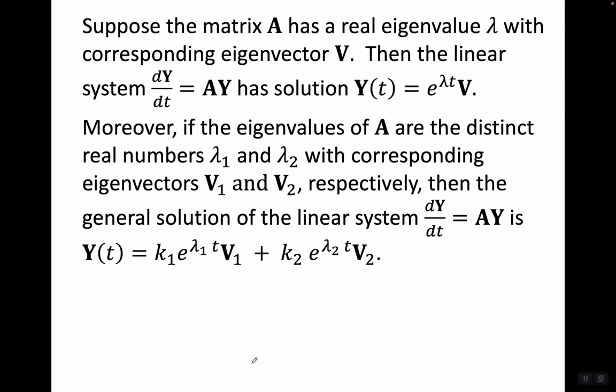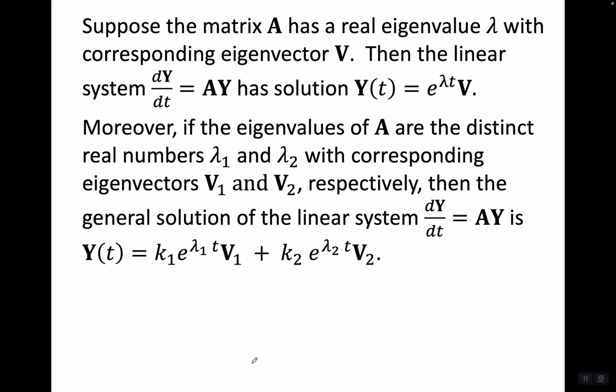Okay, here's how that's going to help us to find a general solution to that system. Suppose matrix A has a real eigenvalue lambda with corresponding eigenvector v. Then the linear system dy/dt equals Ay has solution y of t equals e to the lambda t times v. Moreover, if the eigenvalues of A are the distinct real numbers lambda 1 and lambda 2, with corresponding eigenvectors v1 and v2 respectively, then the general solution of the linear system dy/dt equals Ay is y of t equals k1 e to the lambda 1 t times v1 plus k2 e to the lambda 2 t times v2.